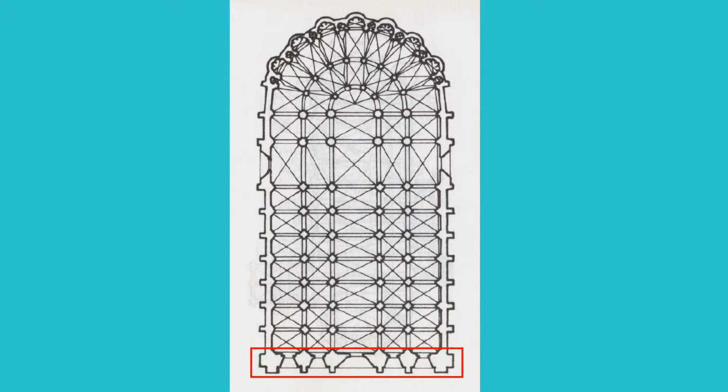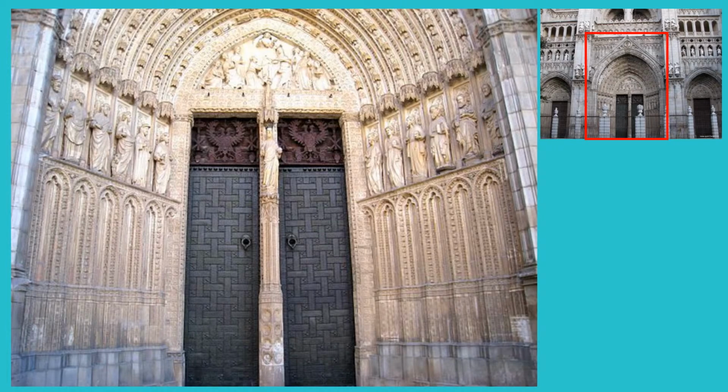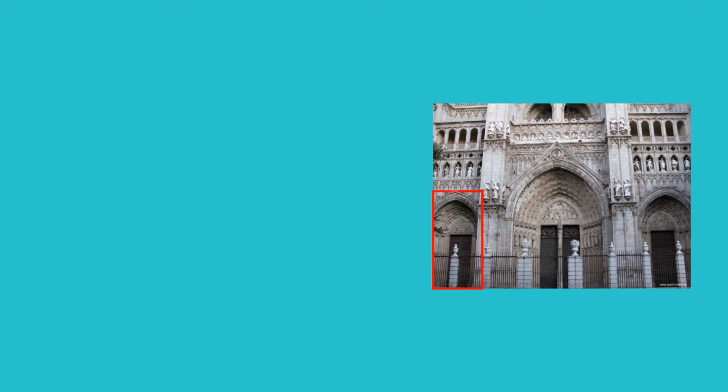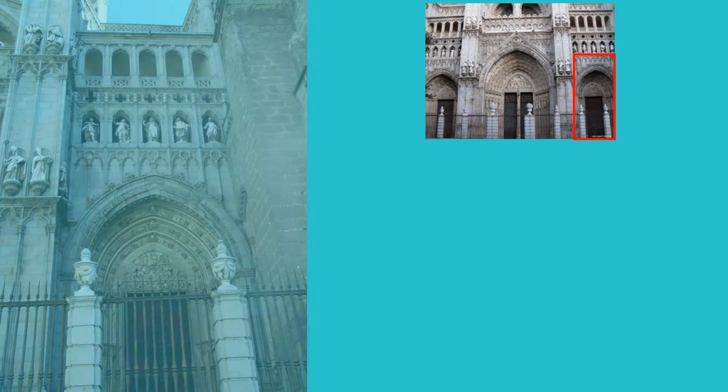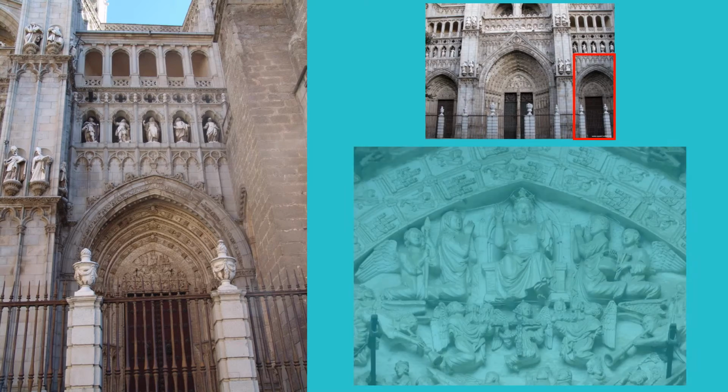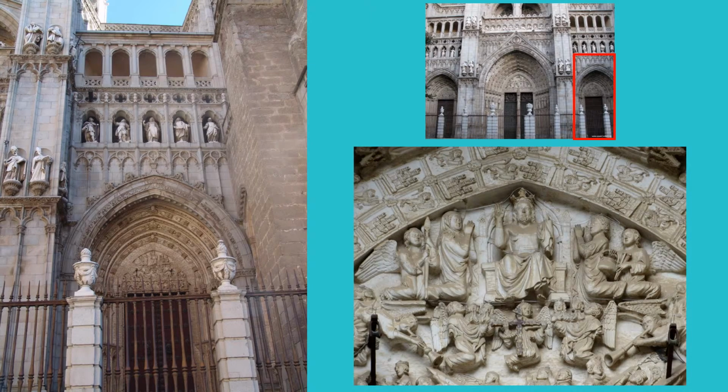In the west front there are 3 doors. The door in the center is called the Door of the Forgiveness, and there is a sculpture of Christ. The left door is called Hell's Door, and the right door is called the Door of the Final Judgment, and the Christ in Majesty is represented there, accompanied by the Virgin and Saint John.